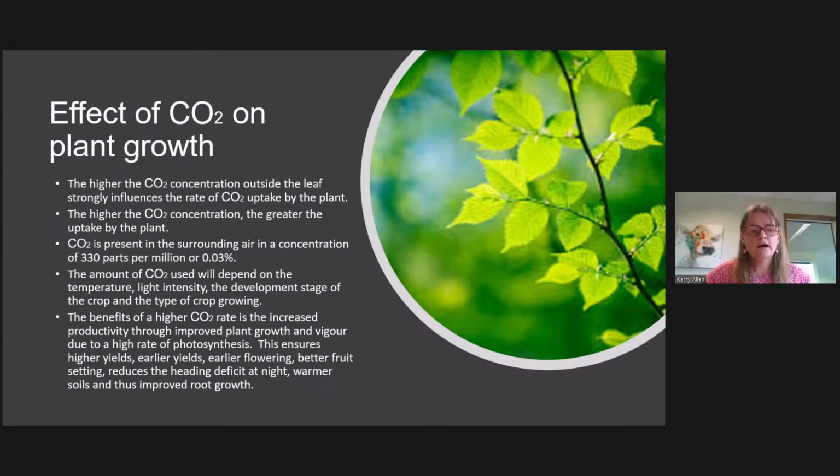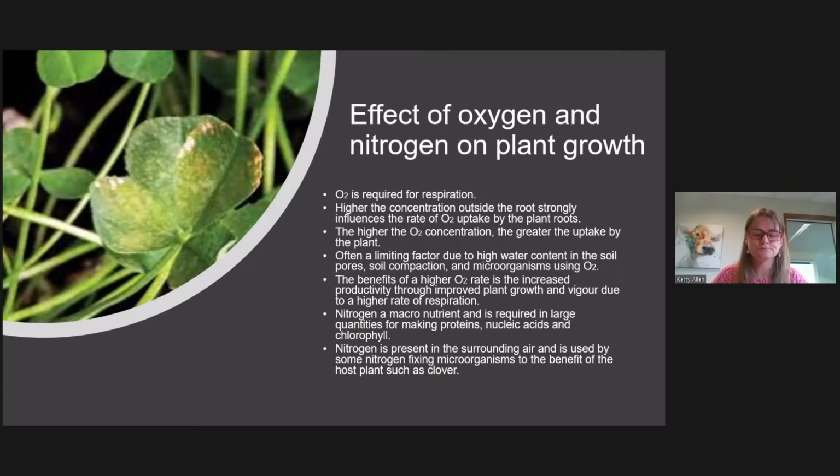Carbon dioxide is only present in about 0.03% of the air. So we can manipulate that to increase our photosynthesis rate. Okay, so this will ensure higher yields, earlier flowering, better fruit setting, and warmer soils, etc. So we get higher growth if we can manipulate it. Obviously it's difficult to manipulate outside, but quite easy to manipulate in a glass house. And then oxygen and nitrogen.